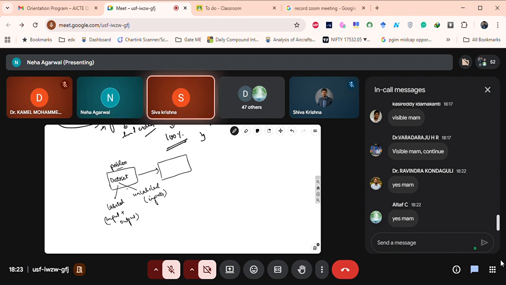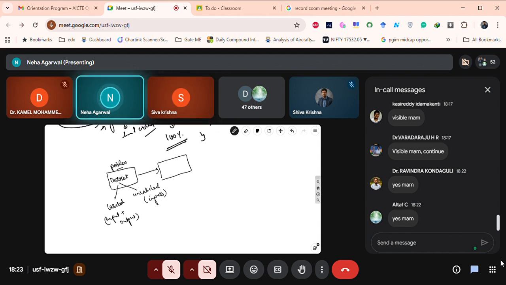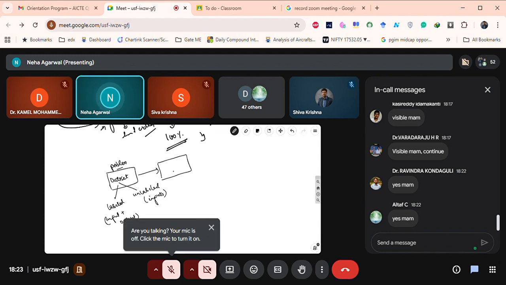So you have the problem statement, you have some data set with you, and based on that problem statement that you have, you will be training your model.